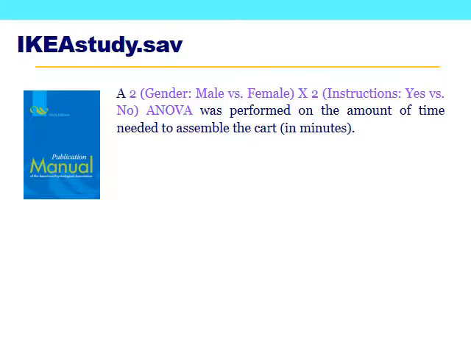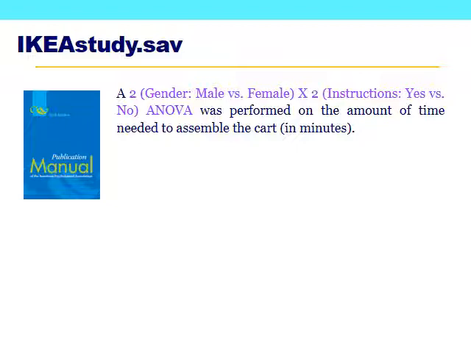Let's pull together everything that we just learned. Instead of just naming the test that we performed, when we perform a factorial ANOVA, we should include a whole sentence that explains what all of our variables and groups were. So in this case, we would include a sentence that says something like, a 2x2 ANOVA was performed on the amount of time needed to assemble the cart. Next to the first 2, we would indicate that that 2 corresponds to our sex variable with 2 levels, men and women. The second 2 corresponds to instructions. People either had them or didn't have them.